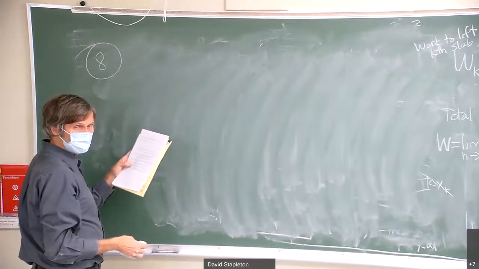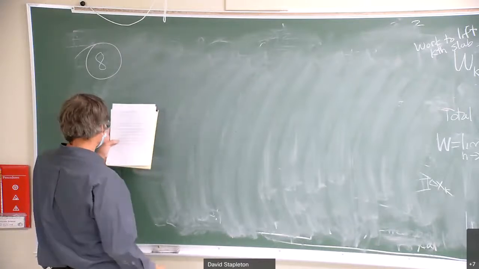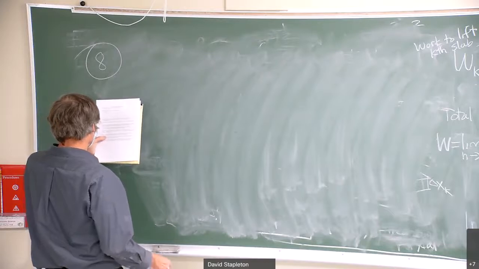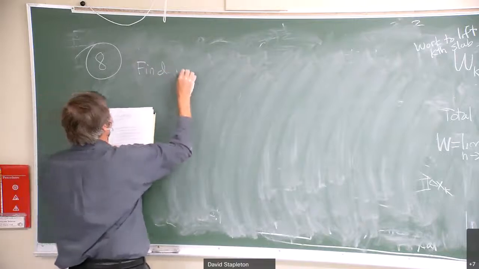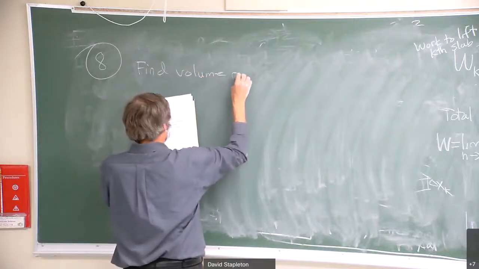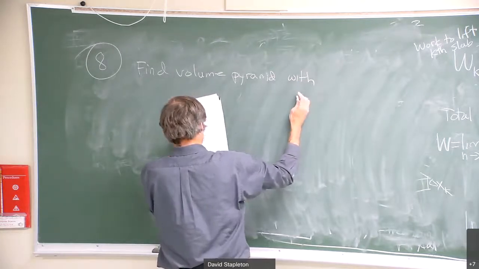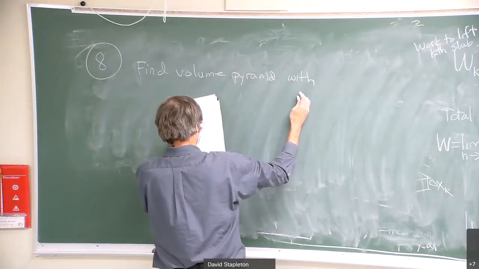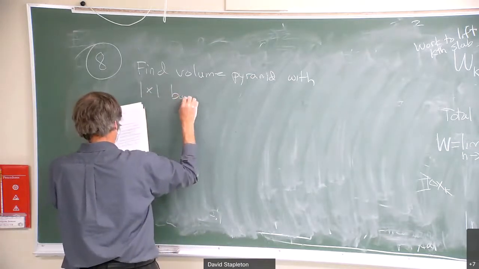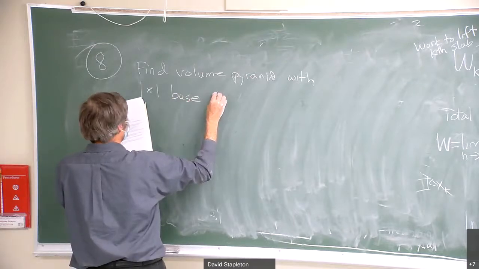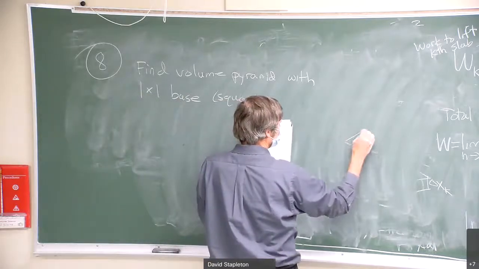That one was difficult to do. Okay, so here's the pyramid. Use the method of cross sections to find the volume of the pyramid with 1 by 1 base, square base. Those look like those Egyptian pyramids.